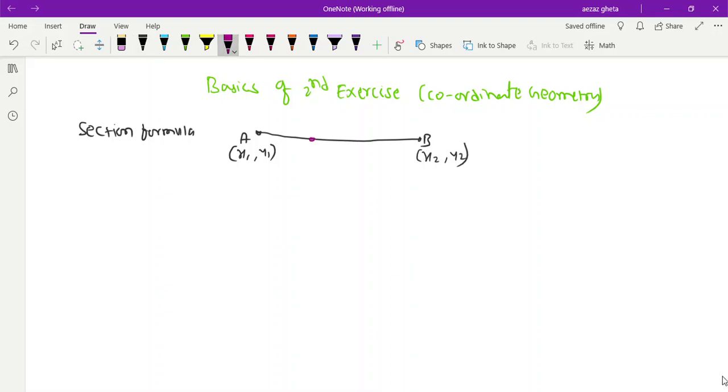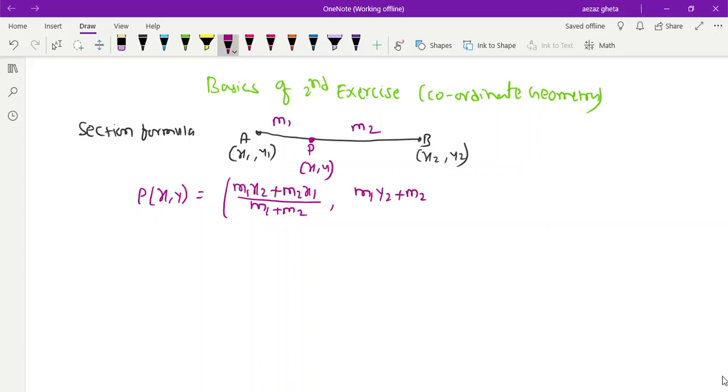This line is divided by a point, think of it as P, which is x comma y, and it is not divided exactly in half. It is divided by some ratio like 1:2, 2:3, whatever, which is represented by m1:m2. So the section formula for the point P of x comma y dividing that line is: x equals m1 x2 plus m2 x1 divided by m1 plus m2, and y equals m1 y2 plus m2 y1 divided by m1 plus m2. This is the section formula.